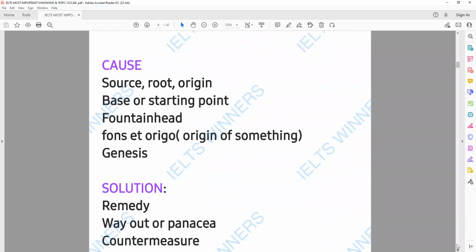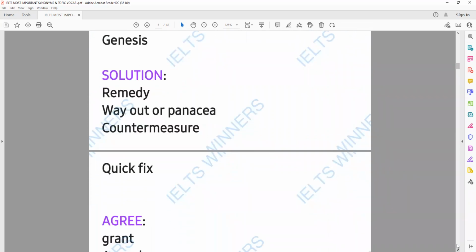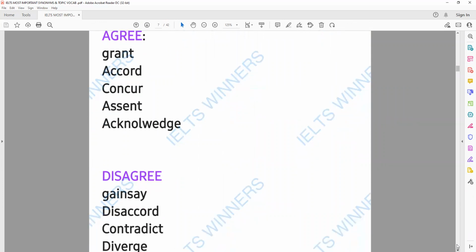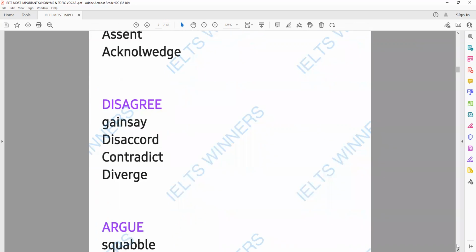For cause, you can say source, root, origin, base or starting point, fountainhead, genesis. Origo is a French word and it is formal, so you can use genesis. Next one is for solution: remedy, way out or panacea, countermeasures, and quick fix. These are the words that you can use for I agree. Instead of saying I agree, you can use all these words. Instead of disagree, you can use all these words.